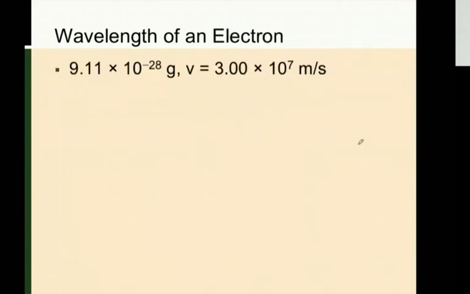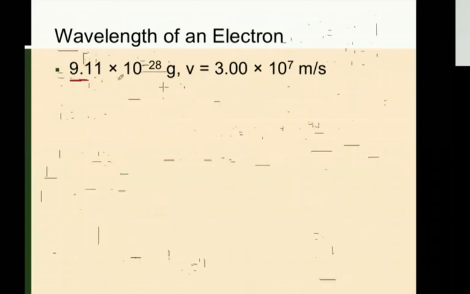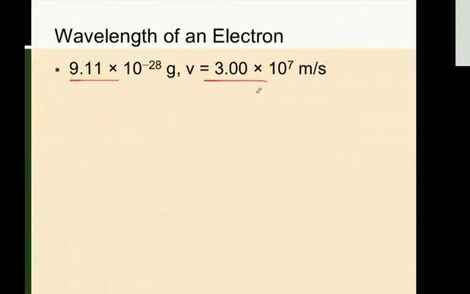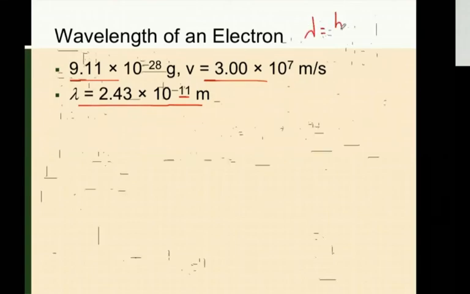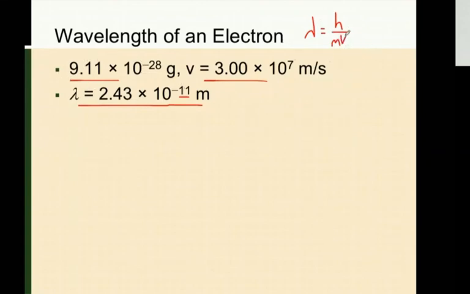But if we have an electron, electrons are very, very small. You can see here its mass is really small, but its velocity is very large. So if we use these values and put them into our de Broglie wavelength equation, we can get a wavelength which is actually much bigger than the wavelength for the golf ball. And that's a function of what I mentioned earlier: the de Broglie wavelength is equal to h over mv. So if the mass is very small, then this fraction is going to be a larger value.